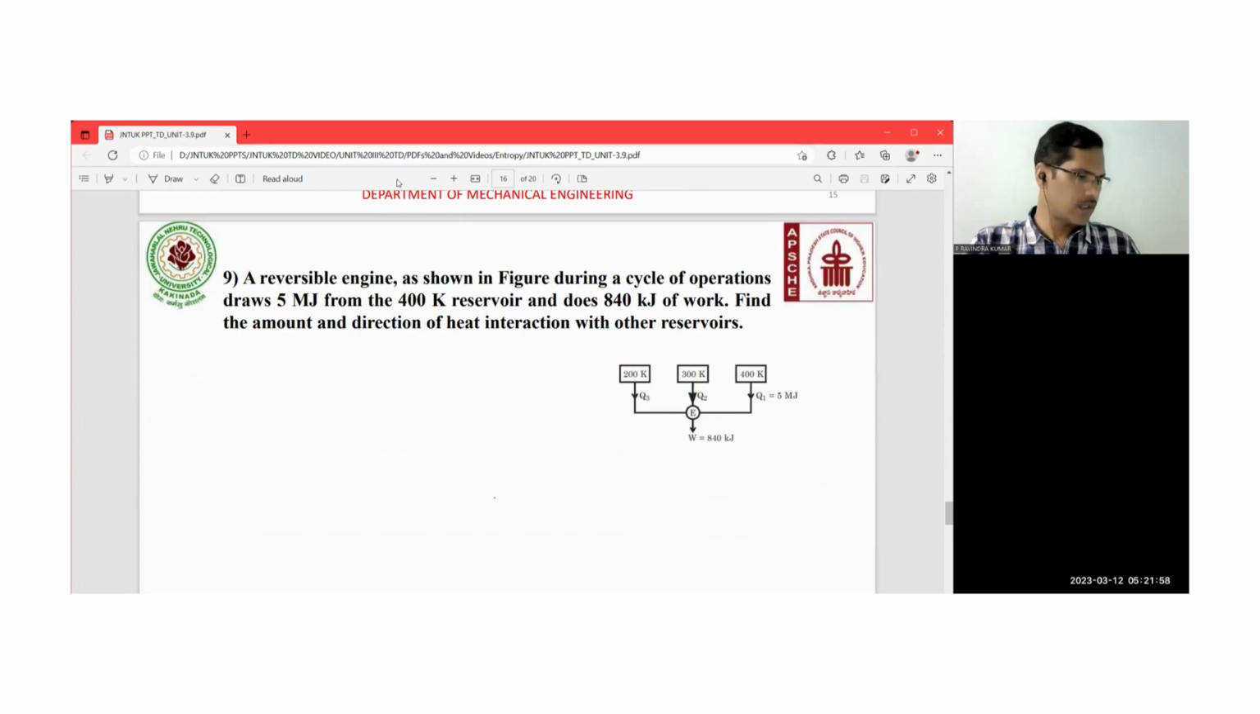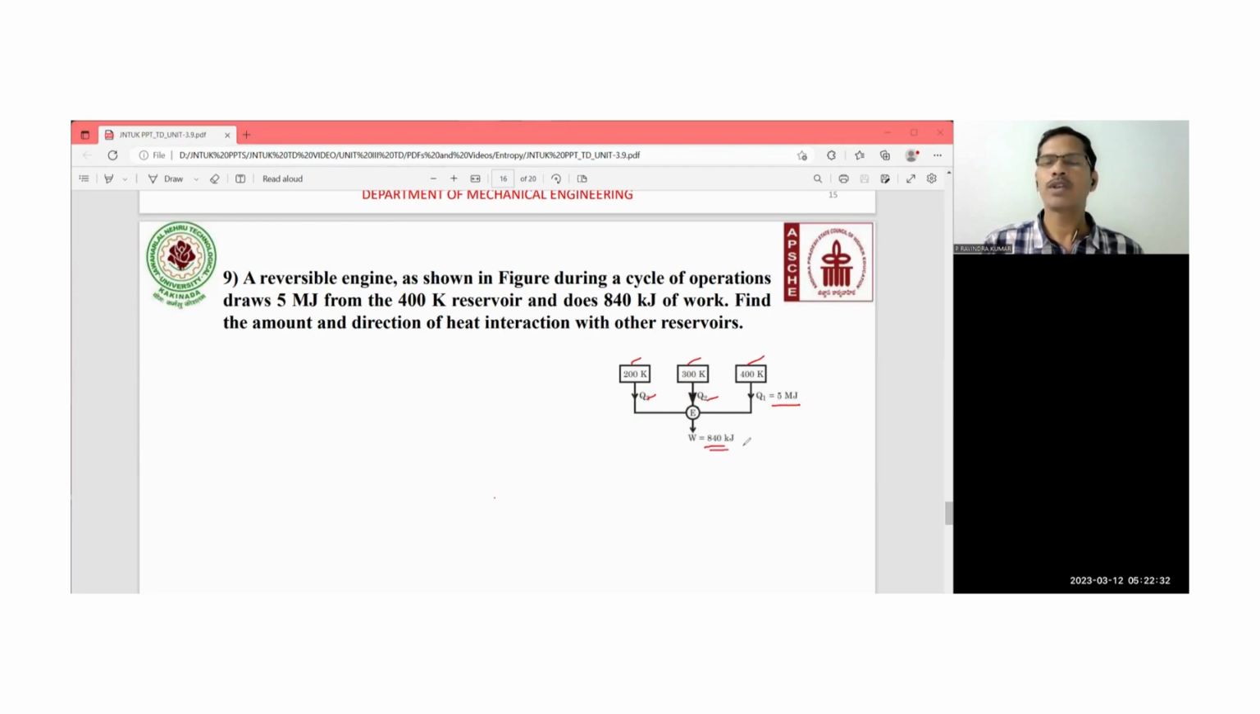A reversible engine is mentioned. Here three things are given: three sources, T1, T2, and T3, that is 200 Kelvin, 300 Kelvin, 400 Kelvin, taking the heats Q3, Q2, and Q1.